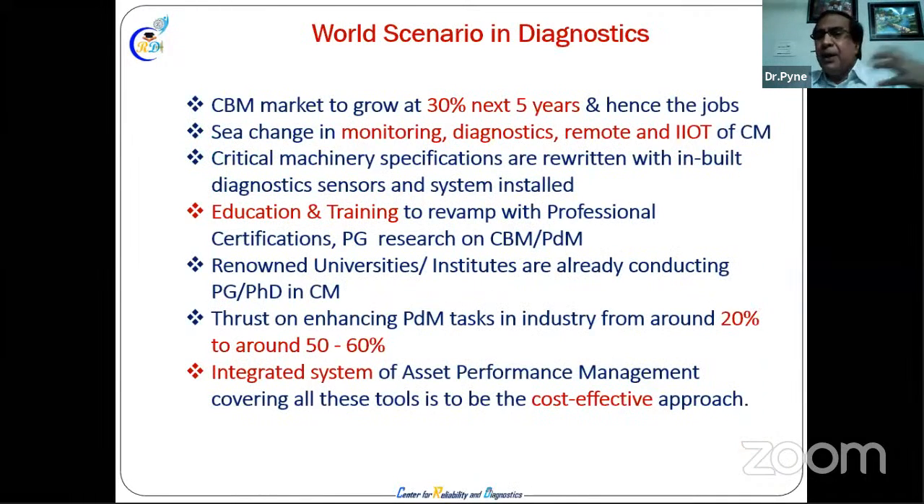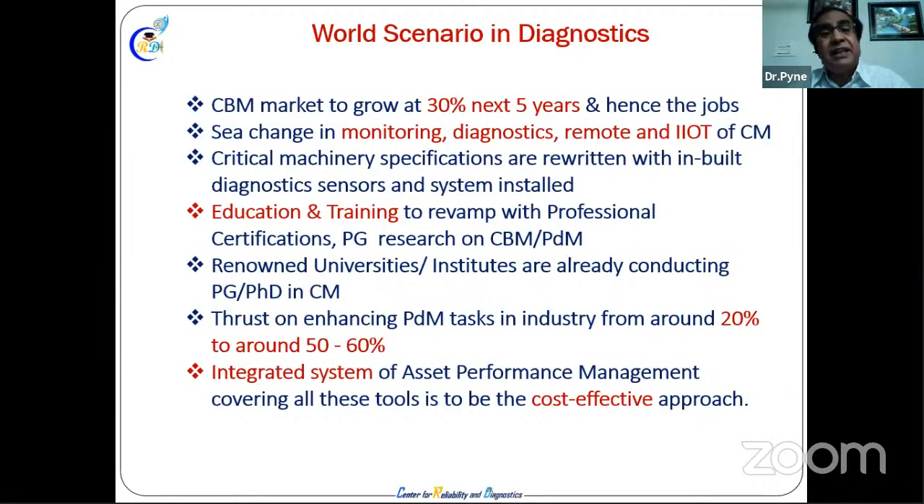And why do you want to study this? Because we cannot avoid this 30% increase in the next 5 years in the CBM market, the condition monitoring diagnostic market. And because of Industry 4.0, IoT, ML, everywhere people are talking about how predictive maintenance is going to help us. Diagnostics of these assets is important to consider. That's why you want to know this.